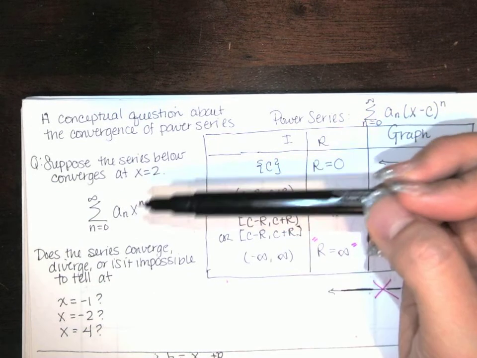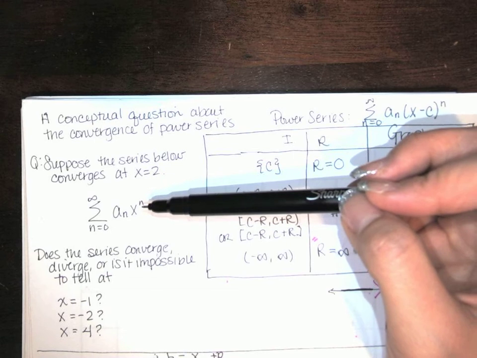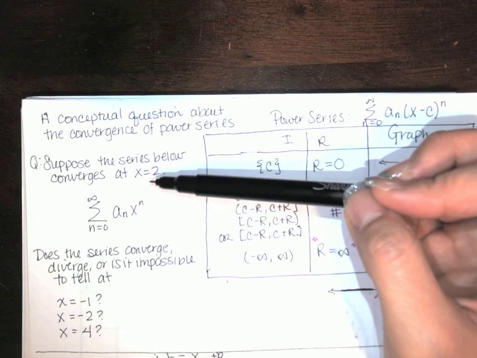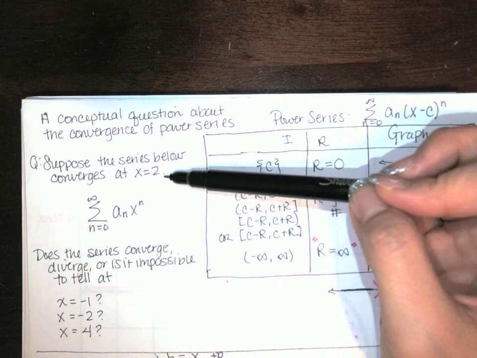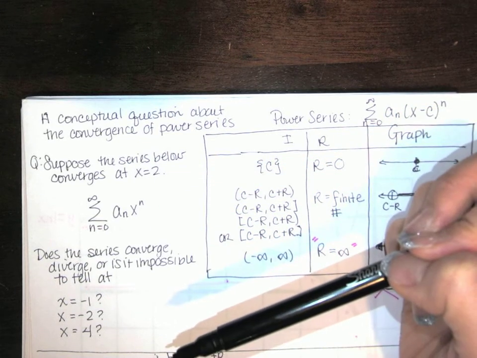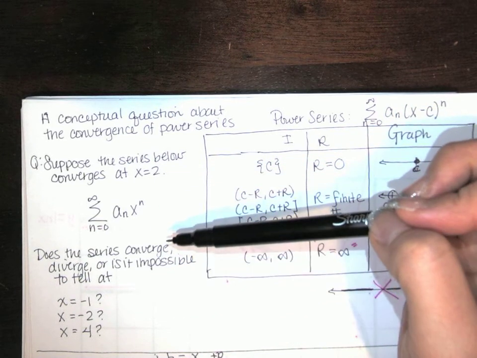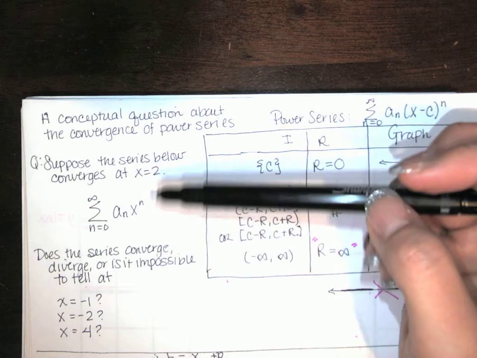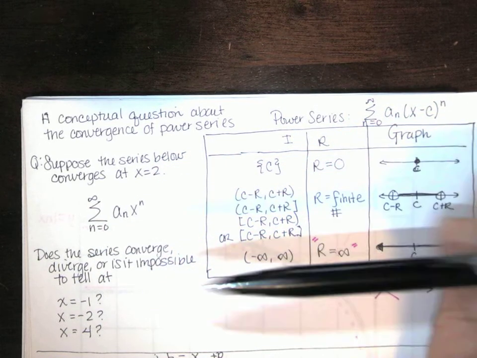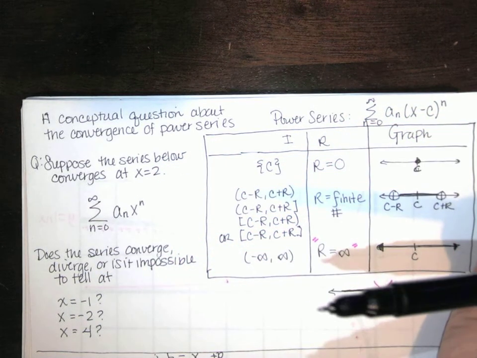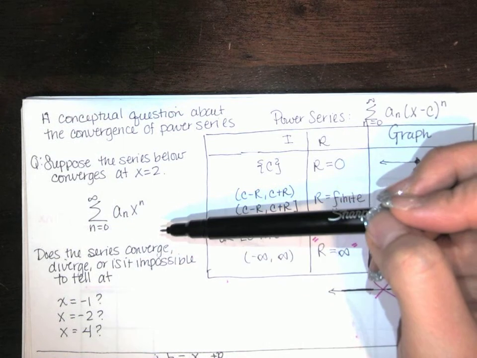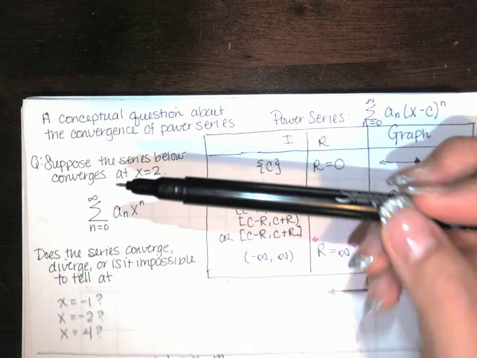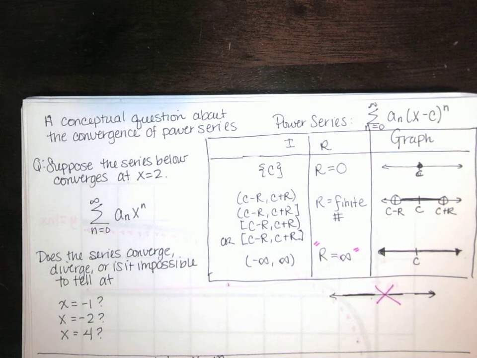Now, if we knew the coefficients a sub n, we could find out exactly where it converges using the ratio test, as we discussed in the last video, but they're not giving us a sub n, they're just telling us it converges at x equals 2. Then the question says, does the series converge or diverge, or is it impossible to tell at these 3 x values? Well, we don't have a lot of information here, but we know it converges at 2. That's one thing that we know.